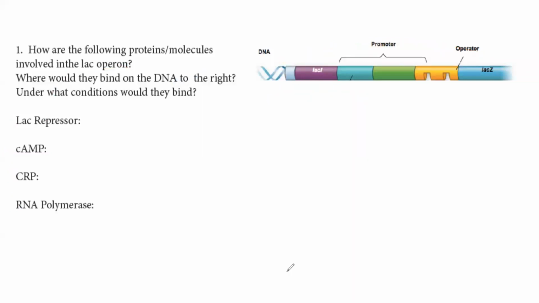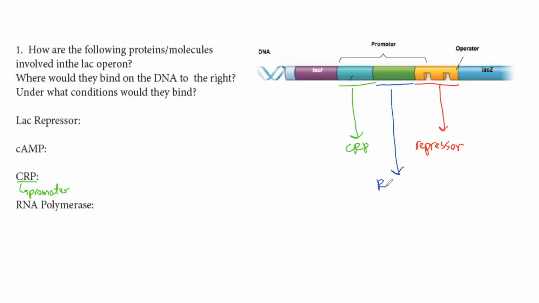So we've got the operator over here. If the time and conditions are right, if the repressor is active, this is where the repressor would bind to the operator. Then we have the promoter region. CRP is our promoter protein, and it would be binding to the promoter. So the promoter binds to the promoter. Great name. And then sometimes RNA polymerase will also be binding to the promoter for transcription to happen.